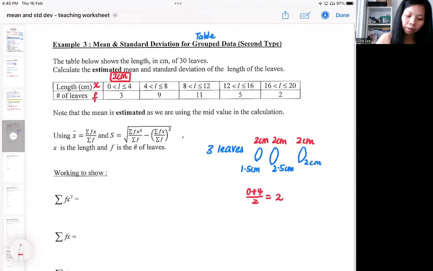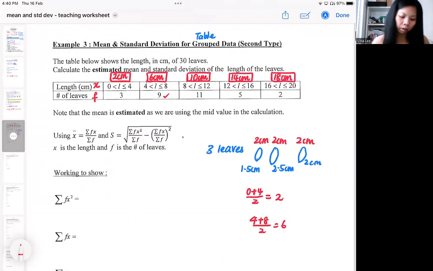For the 9 leaf here, okay, what is the average? The average is 6. So I'm going to use 6 centimeter. Okay, so subsequently, you do the rest. We are using the mid value to estimate because we don't have the actual value.